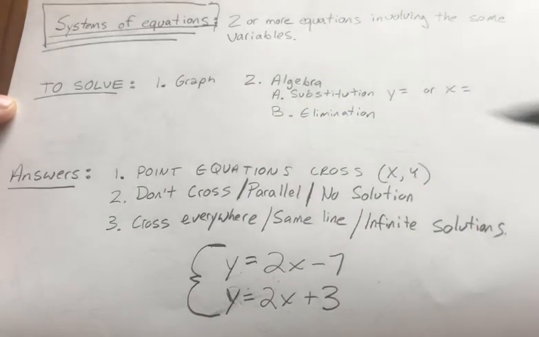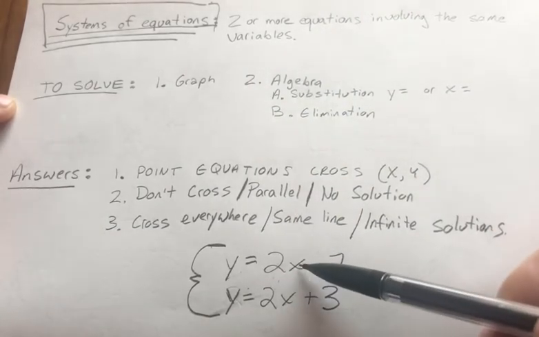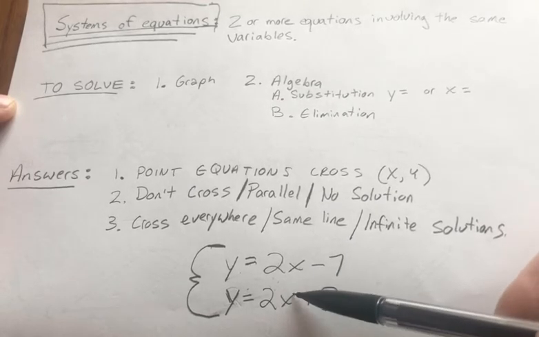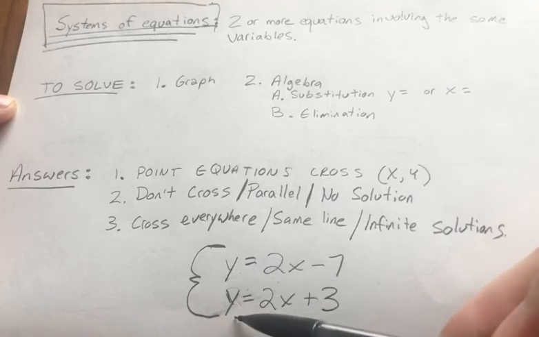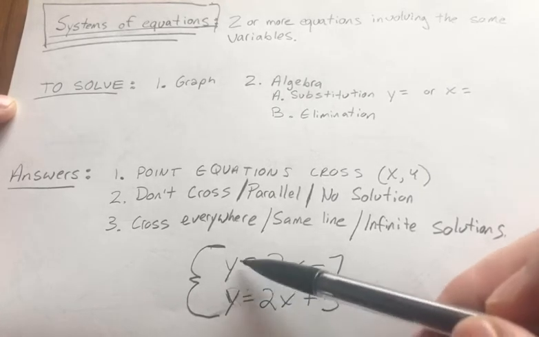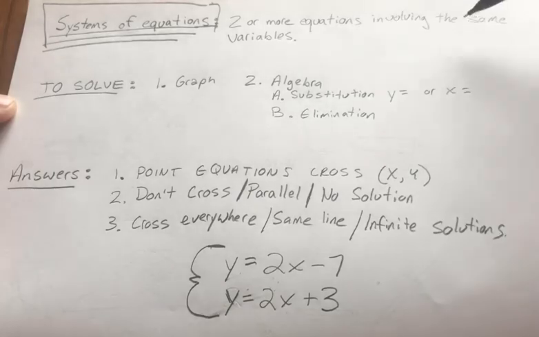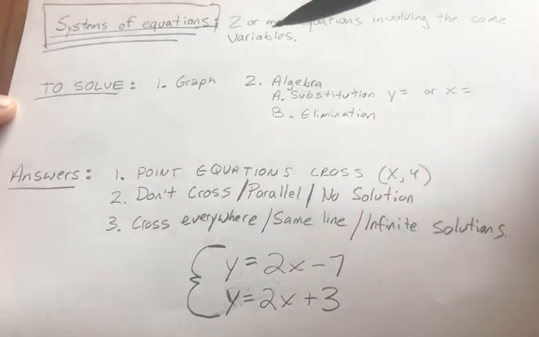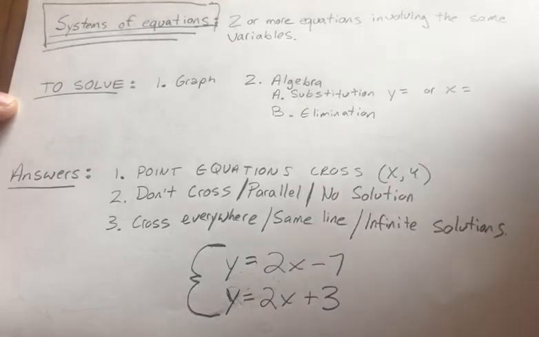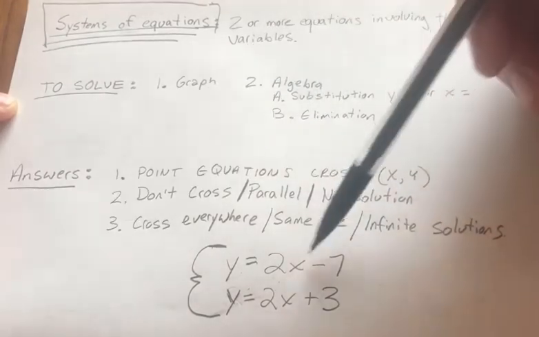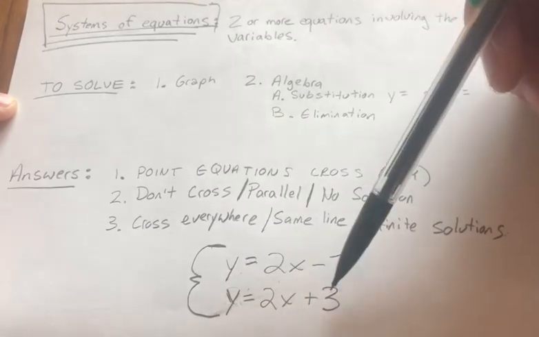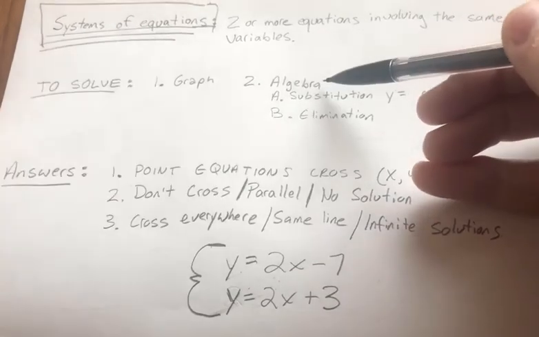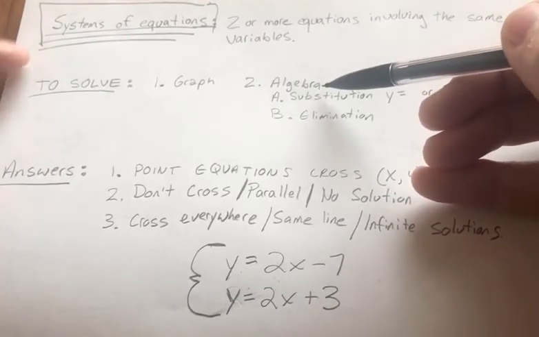By the same variables, I mean that this x is worth the same as this x. They're the same x. Or this y is worth the same as this y. They are worth the same. They're the same variables. To solve them, if we had graph paper or a graph, we could solve them by graphing, because you might know how to graph these slope-intercept form equations. Or you could solve them algebraically.